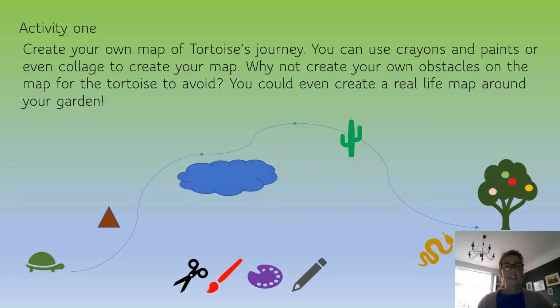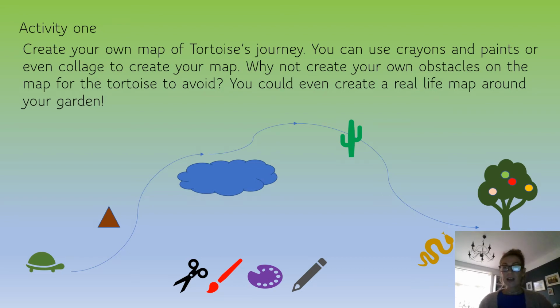So the first activity is create your own map of Tortoise's journey. You can use crayons and paints or even collage to create your map, cutting out pictures from old magazines or newspapers and adding them into your map. Why not create your own obstacles on the map for the tortoise to avoid? What about adding in something like some sharp pebbles or some sinking sand?